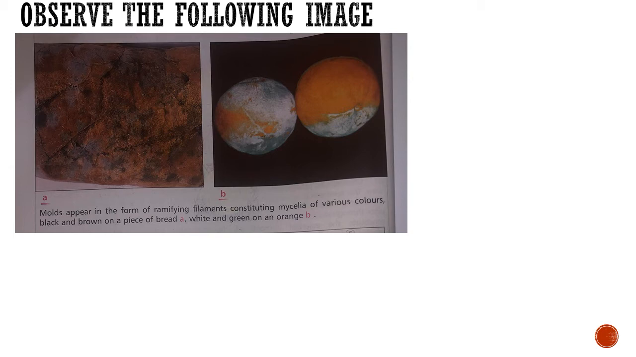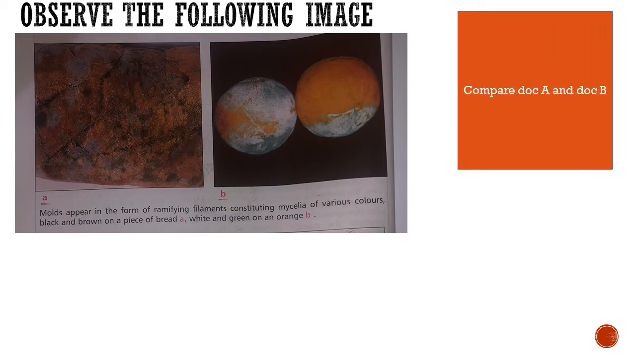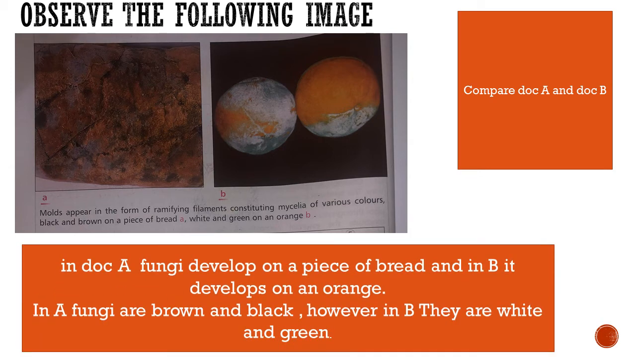Now, let me ask you the first question. I want you to compare document A to document B. Think, then answer. And remember, when we compare two things, we have to see the similarities and the differences. Good job! So in document A, fungi develop on a piece of bread. We're only saying what we see. And in B, it's developing on an orange. However, in A, fungi are brown and black. However, in B, they are white and green. So we are only saying what we see.